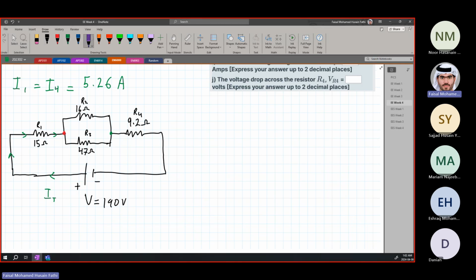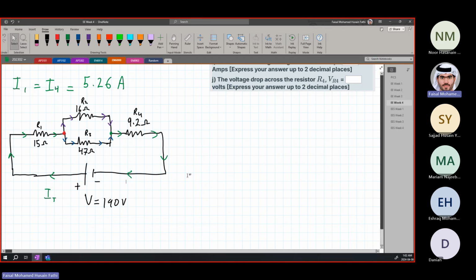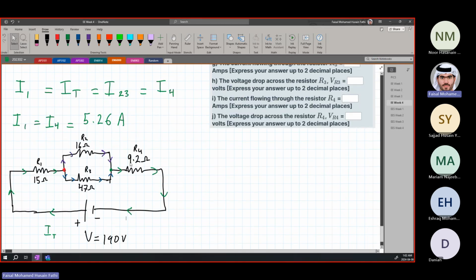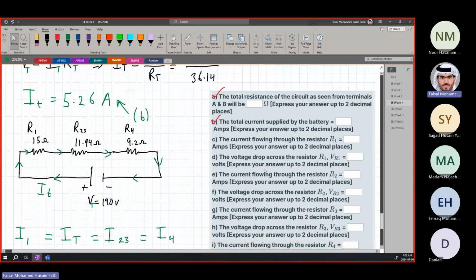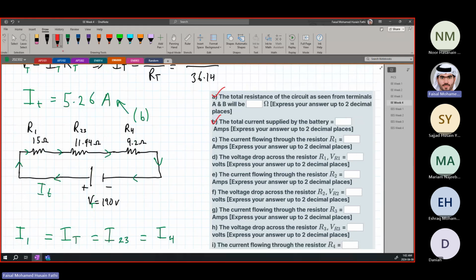Okay? When is the current changing? When it reaches this point, this red point here. The current is going into two directions, this one and that one. So here there is a difference in the current going through R2 and R3. The current here is changing. But the current in R4 returns to the full total current, because they come back and combine again. Alright? So the current across R1 and the current going through R4 are equal. Okay? So the next question was the current flowing through the resistor R1.